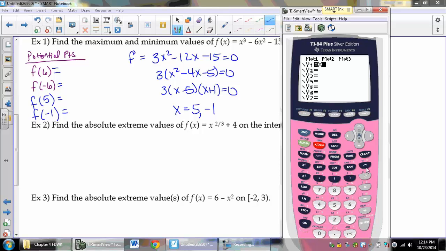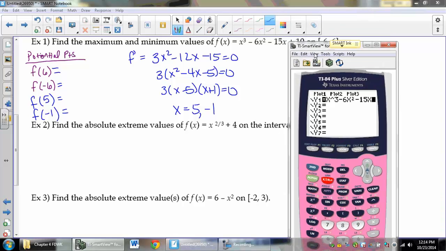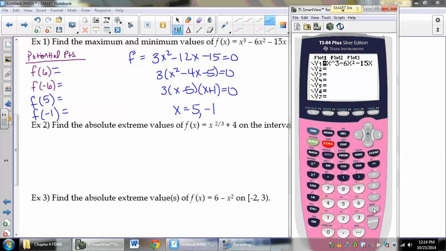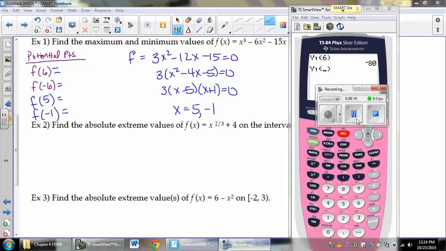But for what we're doing right here, I am going to take a shortcut just to remind you of some calculator tools. If I have x cubed minus 6x squared minus 15x plus 10, and then I want to find vars, y-vars, function y1 of 6, I can just do that. And so I get negative 80. I'm going to do the same thing again with negative 6. So let me pause and I'll get all the values.